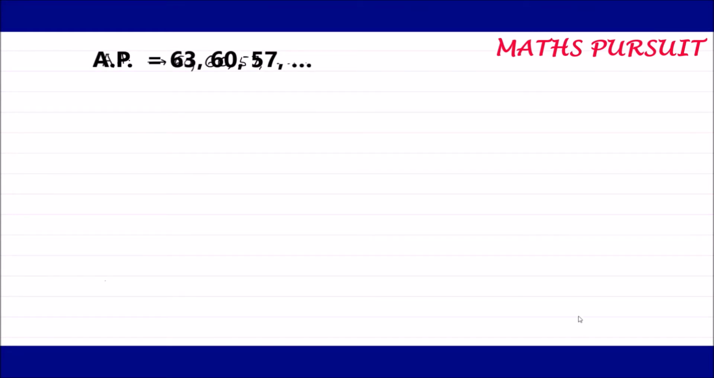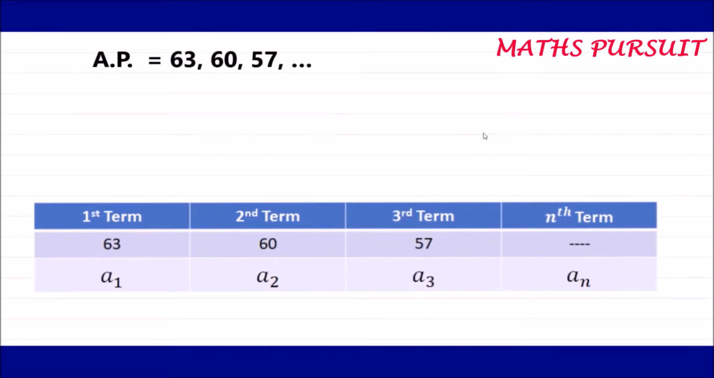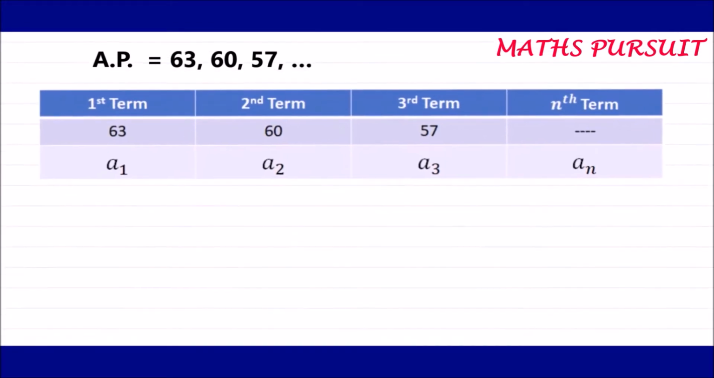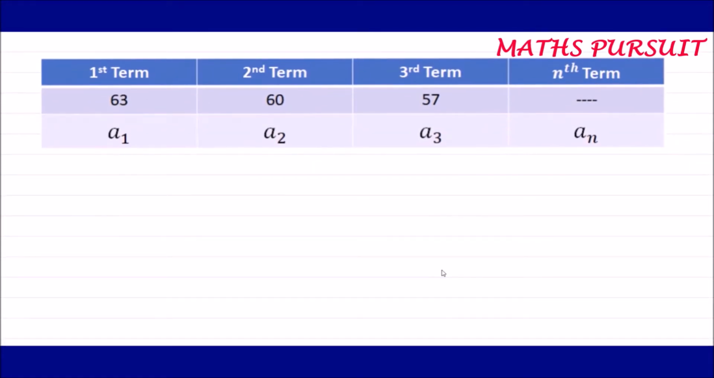As usual, I have put these figures in the form of a table, so that it will be easy for us to understand without confusing the figures. If you look here, the first term they have given is 63, the second term is 60, the third term is 57, and the nth term we don't know. The main intention is that we need to find out how many terms of this AP must be taken so that the sum is 693.